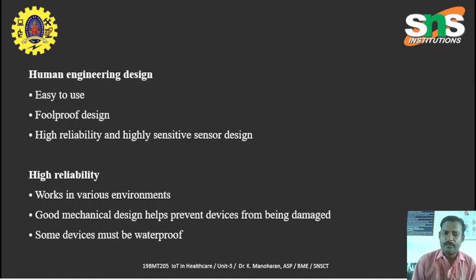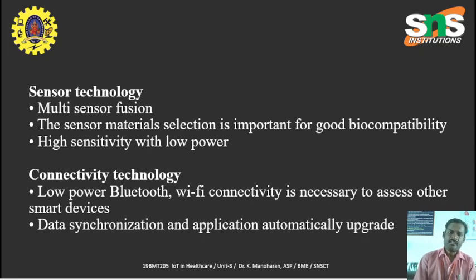Look at this, even if your mobile phone falls from a table, in the maximum possible cases it should not break. Some devices must be waterproof in some cases, so we need to have waterproof technologies also. And then sensor technologies, instead of a single sensor we can use multiple sensors to increase the accuracy. And then sensor selection material should have good biocompatibility, so then only it gives better results. And then high sensitivity with low power consumption. Our sensors should be of high sensitivity so that even small variation can be predicted. Also it should be a low power consuming device.